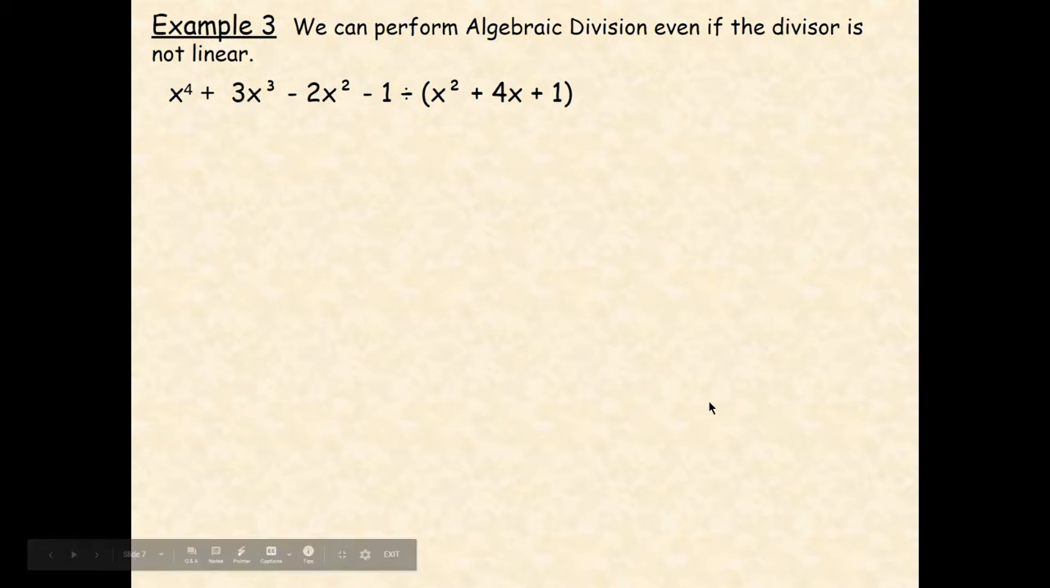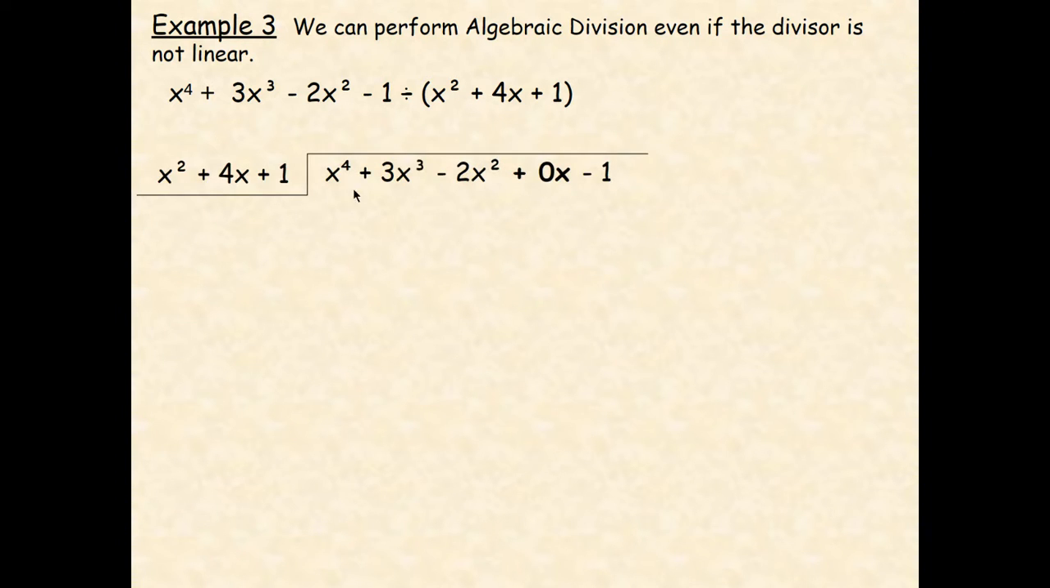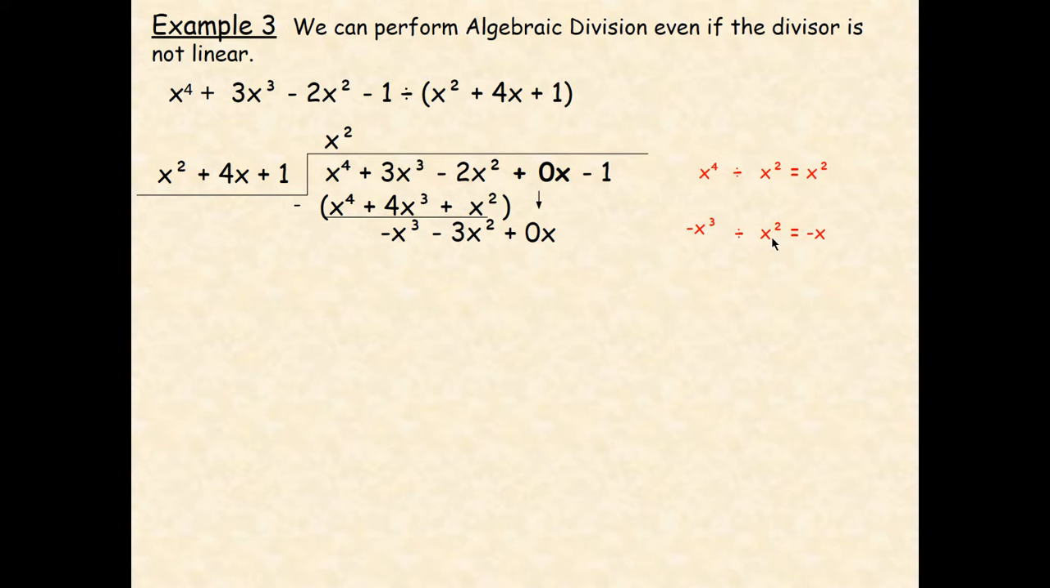If the divisor is not linear, again, remember this is not Higher work, this is what you will be doing in Advanced Higher, but it's just to show you the process at this stage. So we're doing x to the power 4 divided by x squared, which is x squared. Multiplying by x squared, subtracting. Then negative x cubed is divided by x squared. So we get negative x to go in as our quotient.